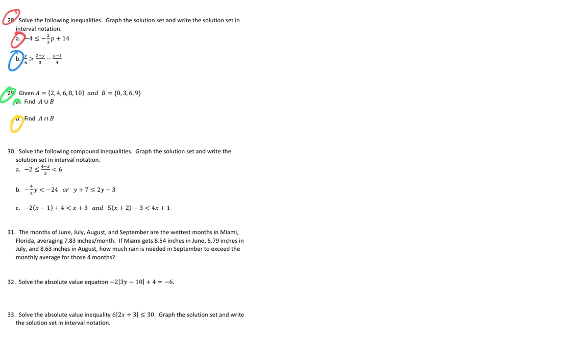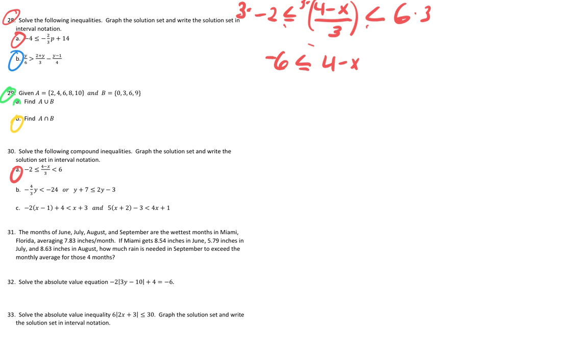Question 30. Solve the following compound inequalities, graph the solution set, and write the solution set in interval notation. Part A. Negative 2 less than or equal to 4 minus x divided by 3 less than 6. So we're going to solve this very carefully, but now we have two signs here, and we're going to have to keep track of both of them. So first thing we should do is multiply everything by 3. So we get negative 6 less than or equal to 4 minus x less than 18.